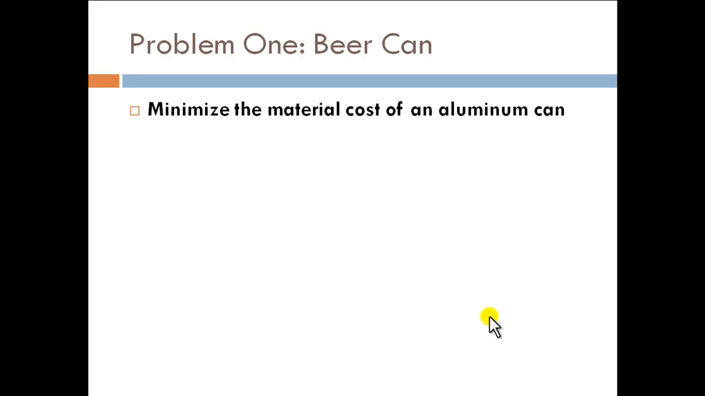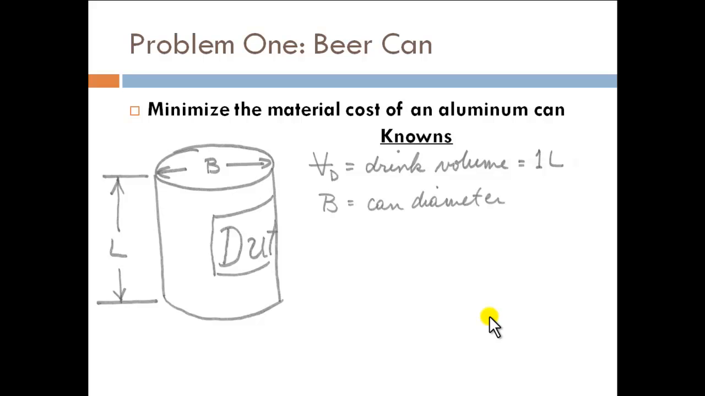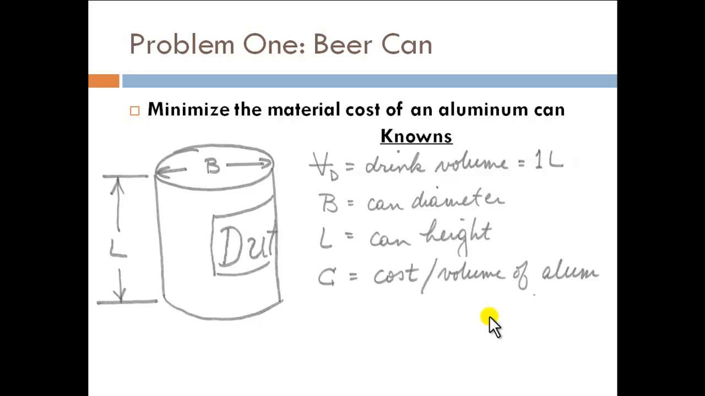So what I want to do is look at a beer can problem, which I think you've seen before. It's basically, let's take a beer can and minimize the material cost of the aluminum that's used in that can. I'm going to make a lot of assumptions here. First, here's your beer can on the side. It's cylindrical, and we have a number of knowns. I want to make sure that the volume of the drink is a given. Let's say it's 1 liter right now. And the can diameter, I'll signify that with B. The height is capital L. And the cost per volume of aluminum is little c.